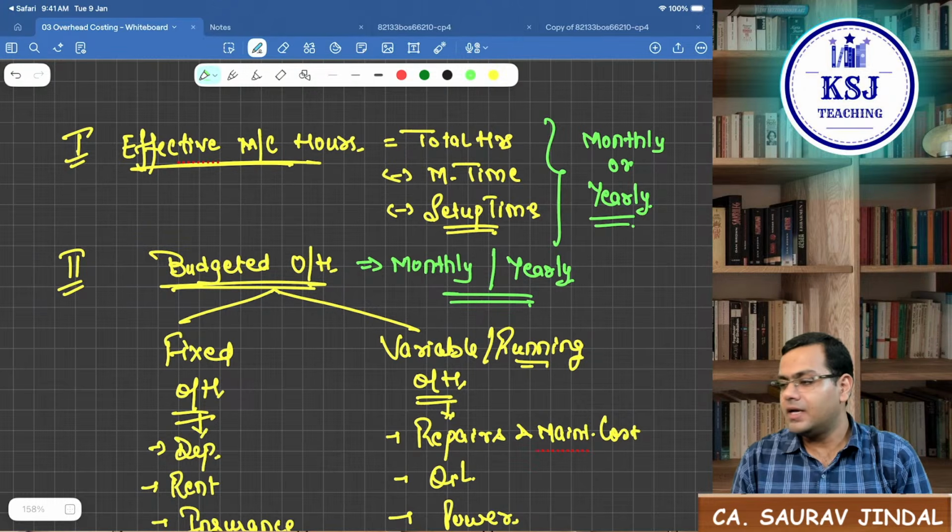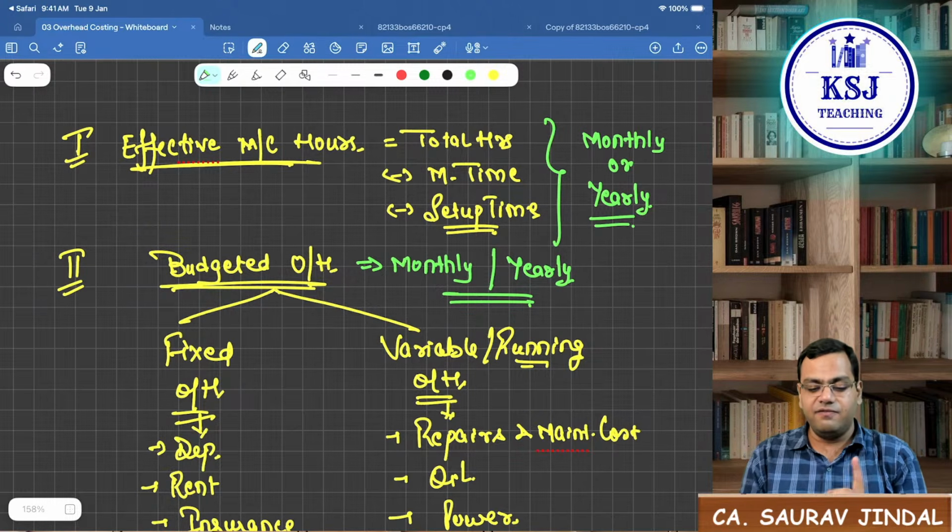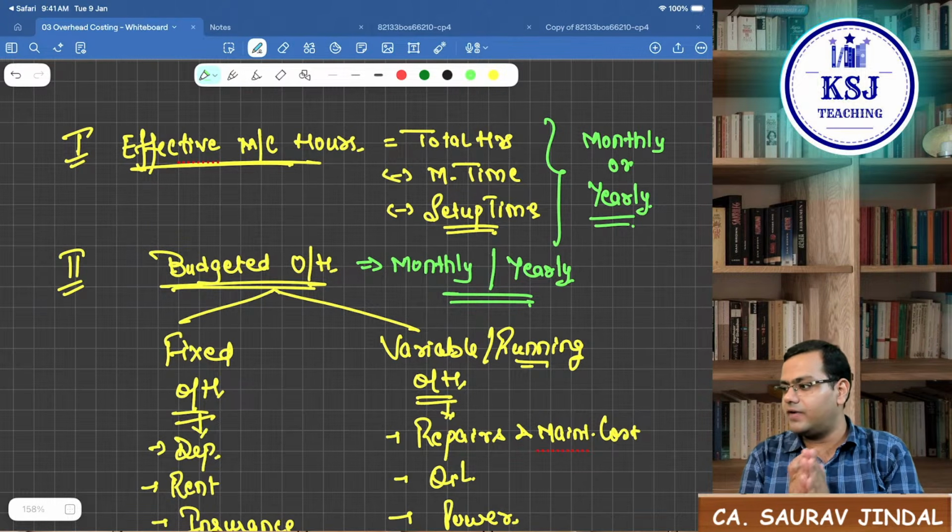This you have to remember. The time frame for effective machine hours and your overheads should be the same.